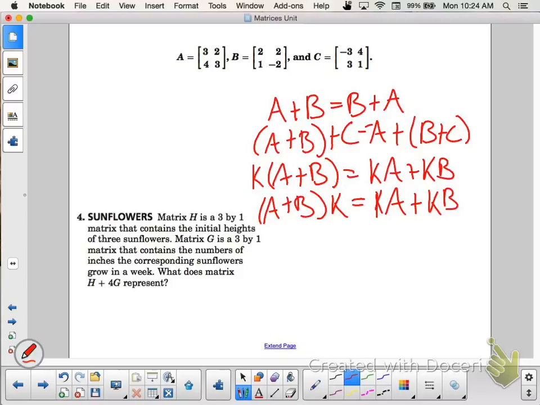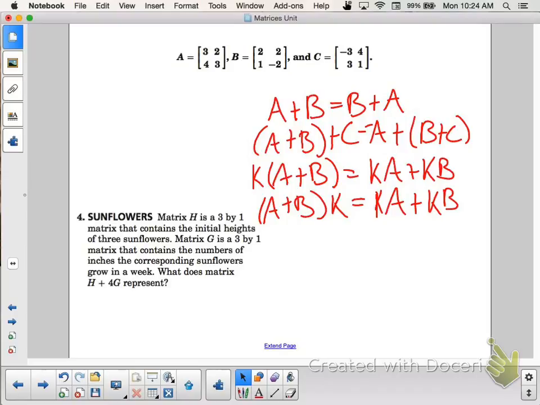I want you guys to know that those are properties that hold true. So I can add my matrices. I could add A and B, and it would be the same thing as adding B and A. As you get into higher math, that might not always hold true, so it's important to know for this. Also, you can separate A and B. You could add those separately, and then add C to it, and you would get the same thing as adding B and C separately, and then adding A to it.